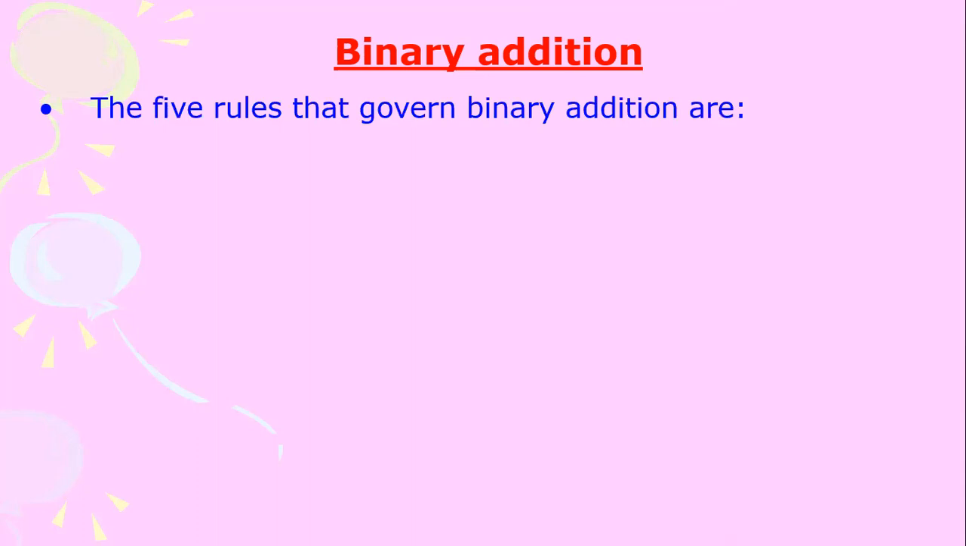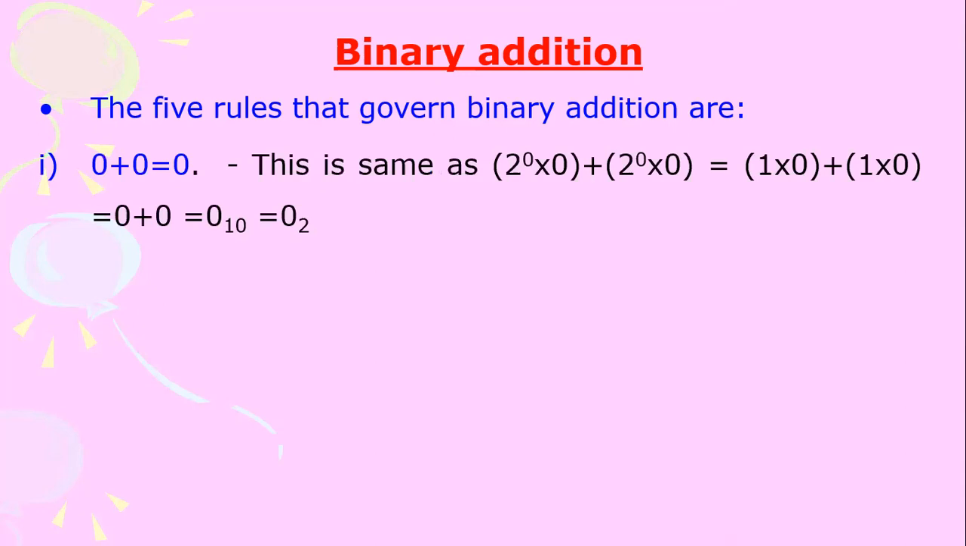Let's now look at binary addition. There are 5 key rules that govern binary addition. These are: number 1, 0 plus 0 plus 0, or simply 0 added to 0 is supposed to generate a 0. 0 plus 0 equals to 0. This is the first rule.